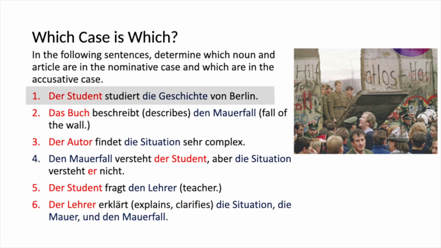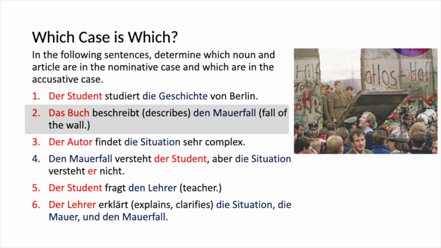Alright, so here we have a color system in which the nominative case items are in red and the accusative items are in blue. So the first sentence, der Student studiert die Geschichte von Berlin. We find that because the verb is studies, it must be the student who's studying history rather than history studying the student. So here clearly, der Student is red and die Geschichte is blue.